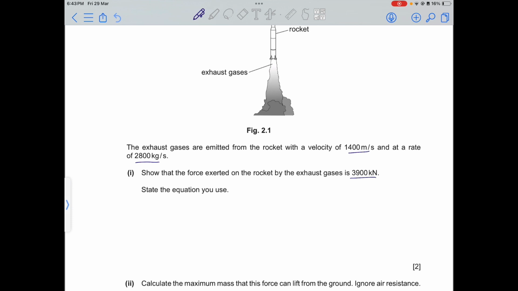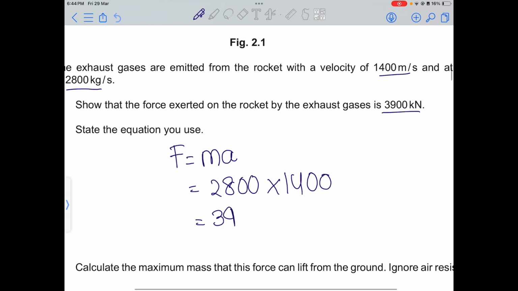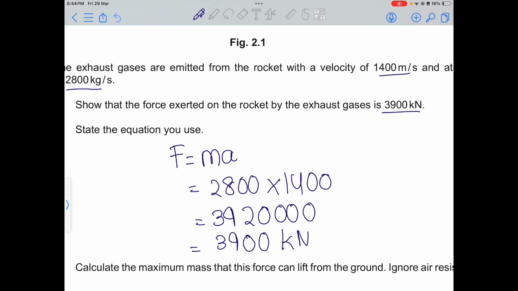So now if you know that the velocity of it is 1400 meters per second, we can use the equation that force is equal to the mass times the acceleration. So the mass of 2800 kg, because both of them are given per second, we would know that the acceleration is also 1400. So 1400. So basically, when I do that, 2800 into 1400, that gives me 3,920,000, which can be written as 3900 kilonewtons.